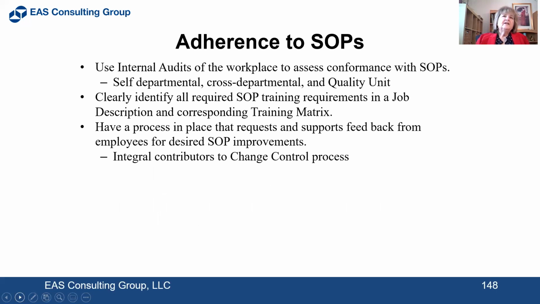To make sure that you adhere to your SOPs, use internal audits of the workplace to assess conformance with SOPs. You can do self-departmental, cross-departmental, and quality unit internal audits. Very useful. Clearly identify all required SOP training requirements in a job description and corresponding training matrix. Have a process in place that requests and supports feedback from your employees for desired SOP improvements and integral contributors to the change control process.